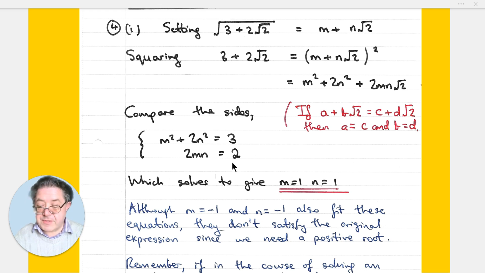That will get you the marks. There is another solution to these two equations, which is m equals minus 1 and n equals minus 1. We don't want that here. We're going for the positive square root. And the moral of this is, when you're solving equations that involve squaring both sides, check your solutions fit the original equation, because occasionally you get roots which don't fit the original when you square on the way. Squaring is not necessarily a reversible operation.